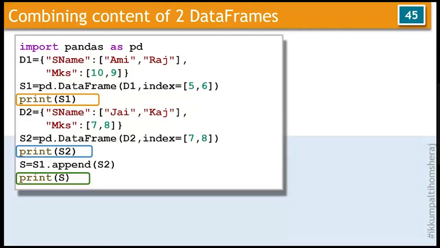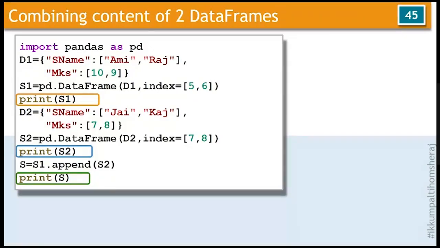Now, suppose you want to combine content from 2 different data frames. Suppose in one data frame you have a list of students from one section and another data frame containing a list of students from another section. If you have to add both contents in the case of a data frame, it is going to be extremely simple.